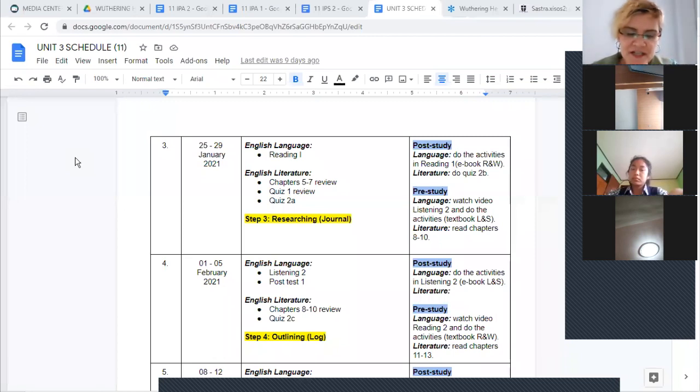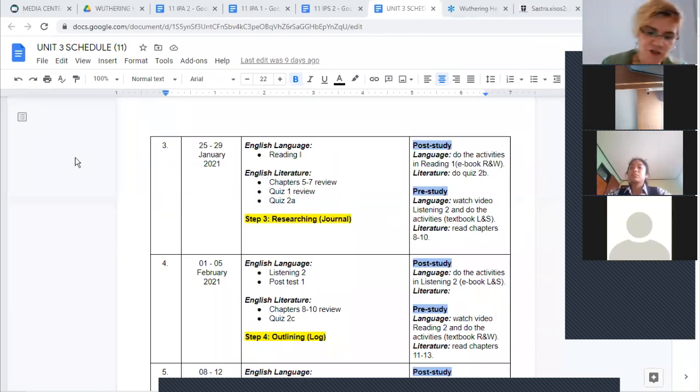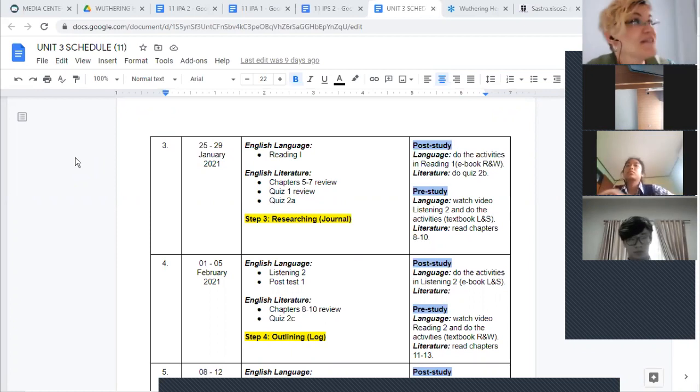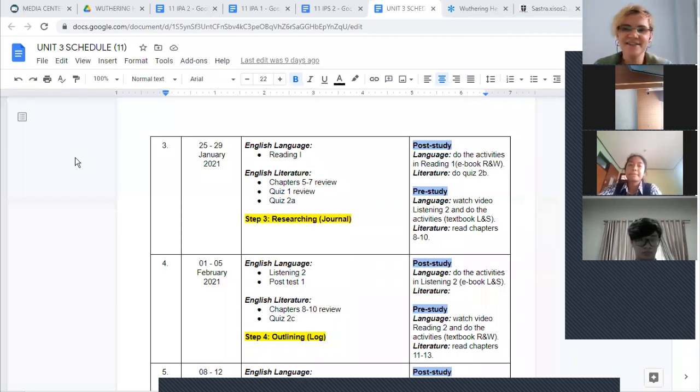As you can see in your WhatsApp group, I've sent you a chat to remind you that this week, last Wednesday, we were supposed to have an English language class, but we didn't because of our holiday for Galungan. Bukan Galungan. What is that? Pakruisi, right? Yeah. So that's why we didn't have a lesson.